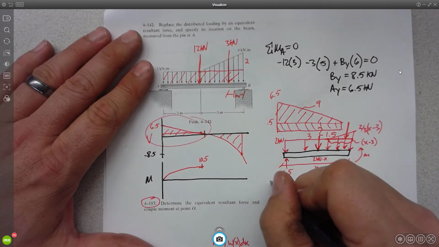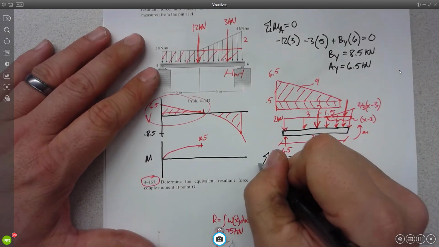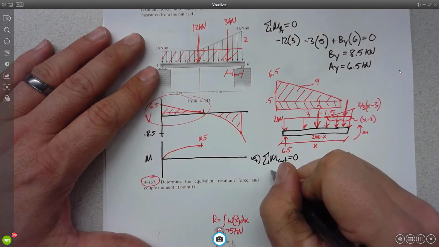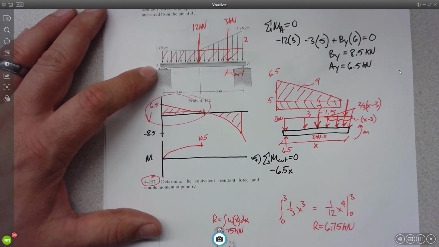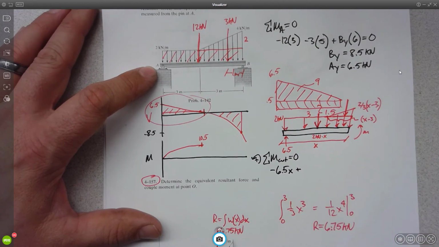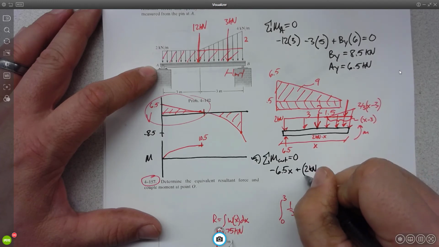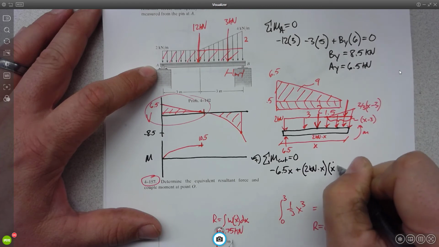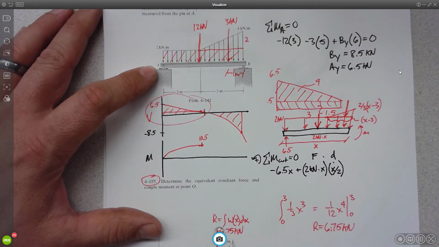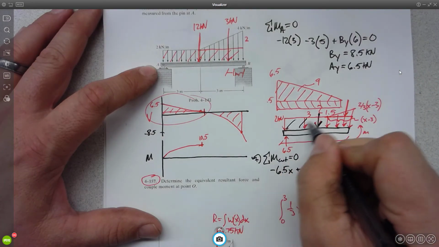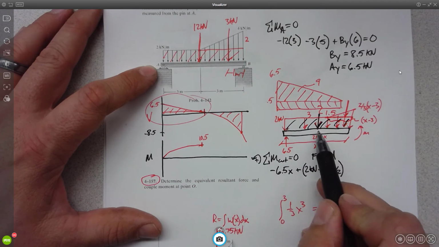So let's try our equation. If we sum the moments about the cut, set it equal to 0, counterclockwise is positive, I'll have minus 6.5 times x, right? That's the AY value, plus 2 kilonewtons times x over 2, right? This is the force, this is the distance of the resultant of the rectangular portion, because it happens in the middle, right?